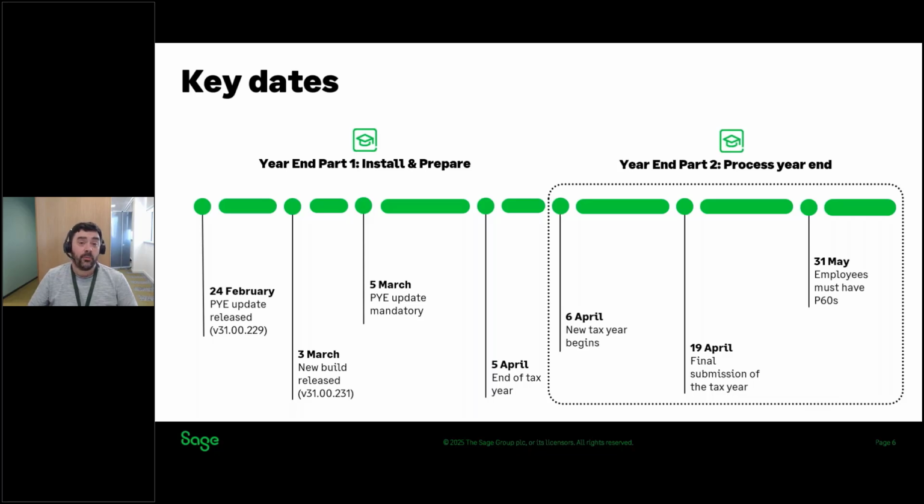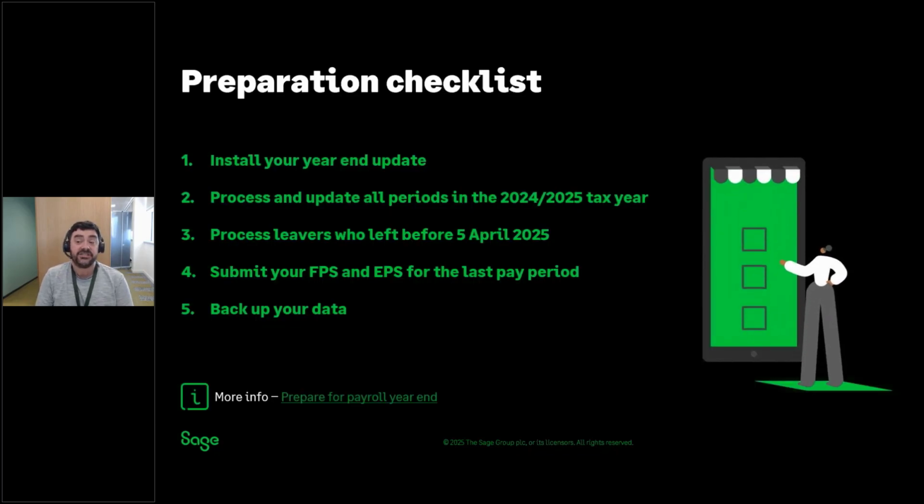Now, before you can get on with year end, you need to make sure you've completed your preparation. So these are the steps that we covered in part 1. So to quickly run through them, number 1, you need to make sure you've installed your year end update. So make sure that you are on version 31. Step number 2 is to process and update all periods within the 24 to 25 tax year. So make sure you've updated records for your last pay date of the year. Step 3 is to process leavers who left before the 5th of April and have received their final pay.